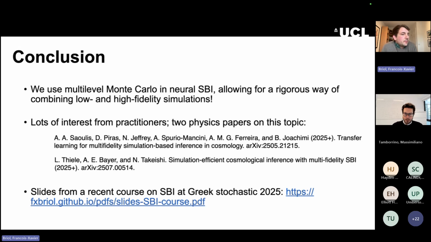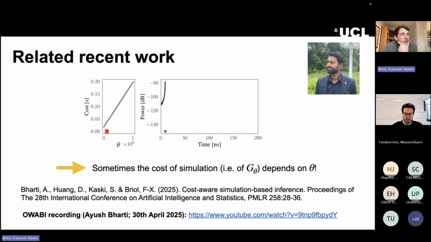If you're interested in SBI more broadly, which I assume you are given you're here, I gave a course on this at the Greek Stochastics conference a few months ago, and you can find the slides here or on my website. I should also mention that my collaborator Ayush gave another related talk at this seminar series back in April, where he talked about an earlier paper which also tried to tackle the cost of simulators in SBI, but mostly focused on the problem that for some simulators, evaluating G theta, the cost of that depends on the value of theta.